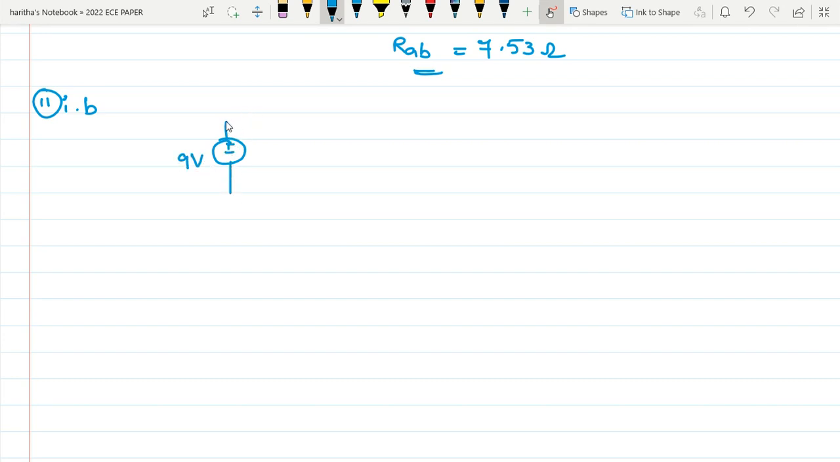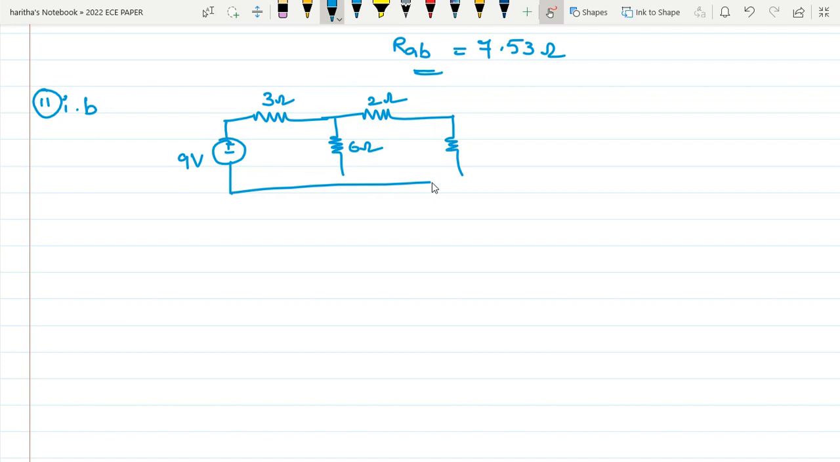9 volts, 3, 6 ohm, and this is 5. So the problem is you have to find out the current passing through the 5 ohm using Thevenin's theorem.